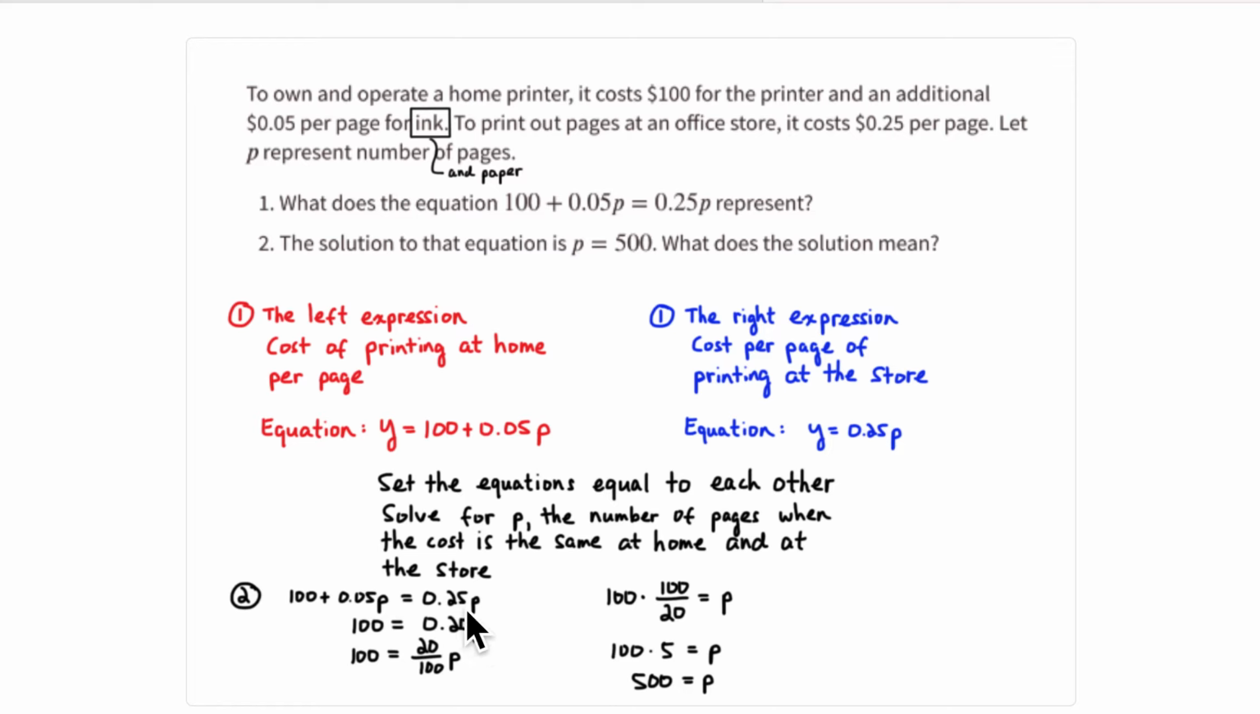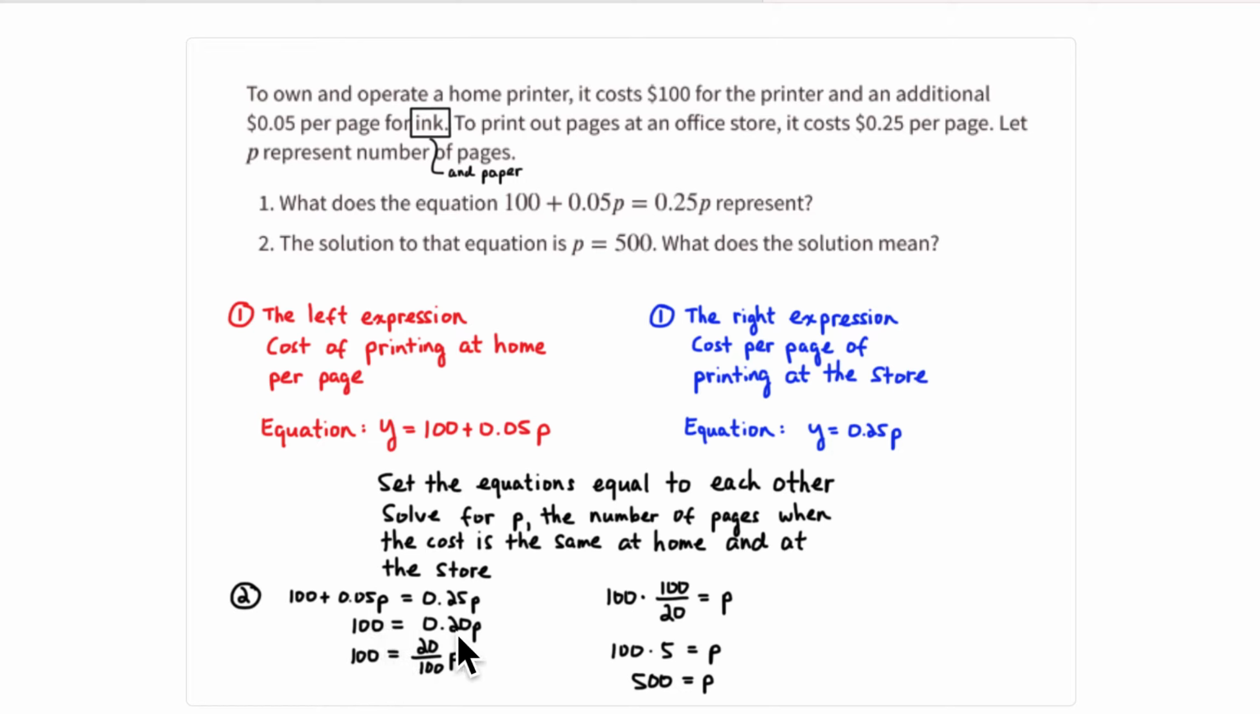So $100 difference, and this is the 20 cents difference. It's the slope for printing at the store minus the slope for printing at home. So this is 25 cents per page. This is 5 cents per page. So this is 20 cents more per page. So if I divide this cost of $100 by 20 cents every time I print a page, how many times can I take out 20 cents?